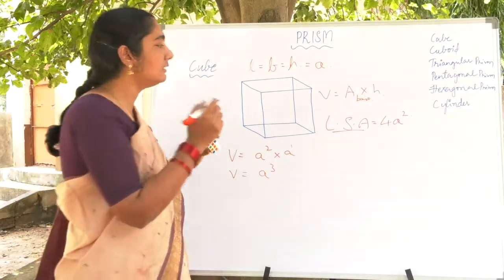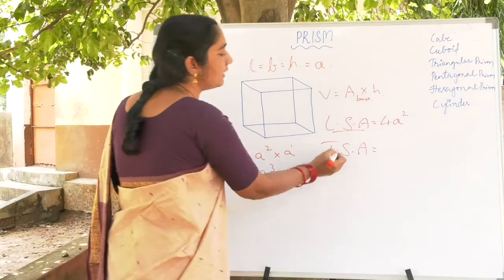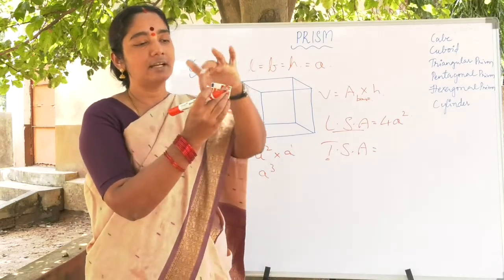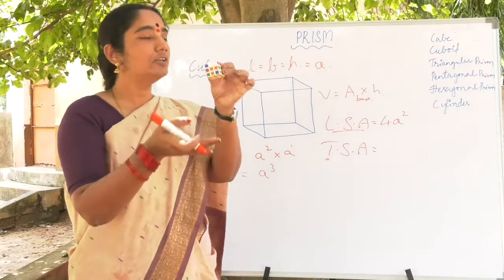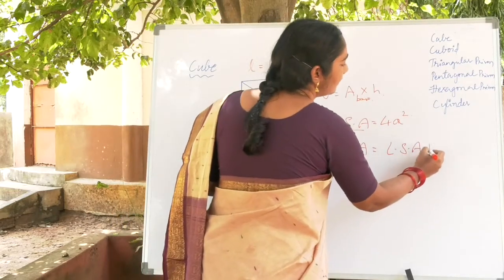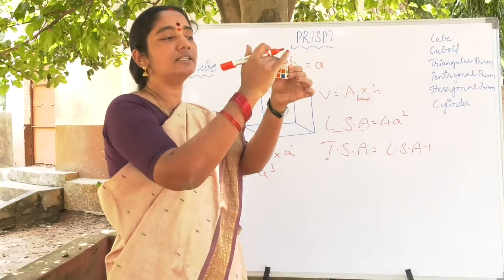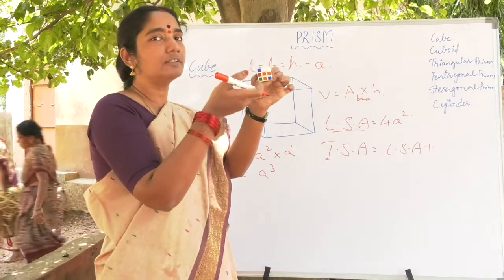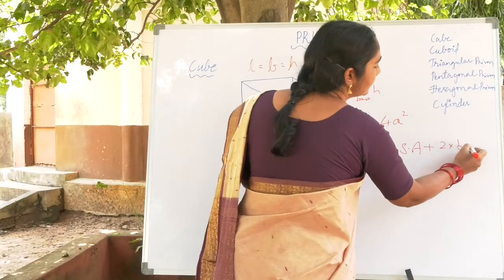Next is the total surface area. What is the meaning of total surface area? The word itself has the meaning: the total surface. Lateral surface area means the side area, plus the top and the bottom area together is called the total surface area. That means the lateral surface area plus the area of the above surface and the below surface. This is a squared and this is also a squared. The area of the above and below surfaces is twice the area of the base.